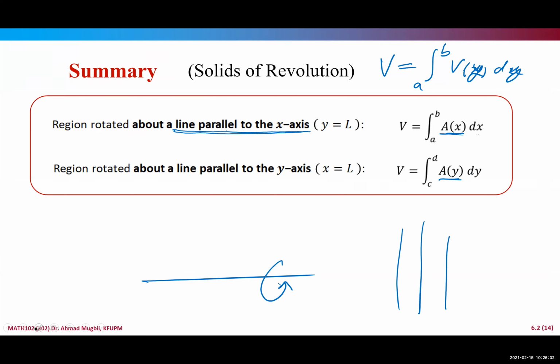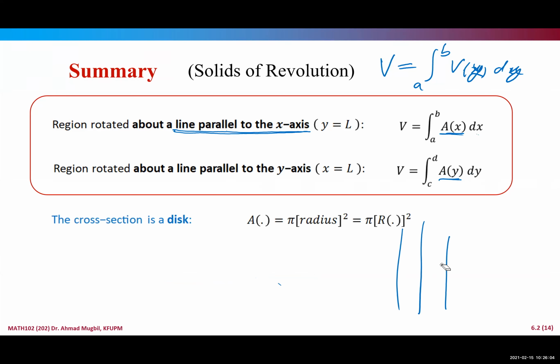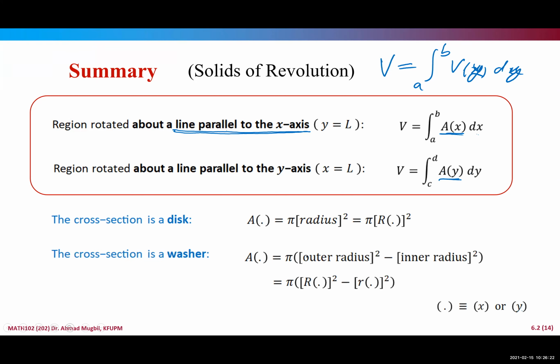It depends. If your cross section is a disk, it will be just pi multiplied by the square of the radius. If it is a washer, the variable here could be x or y, so it could be A of x or A of y. If your cross section is a washer, it will be pi multiplied by the outer radius squared minus the inner radius squared. Is that clear?